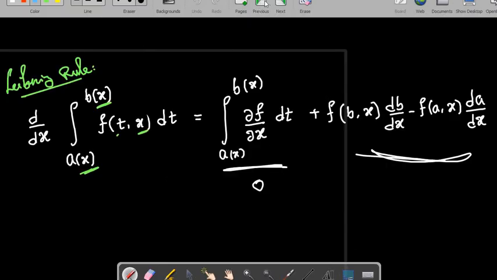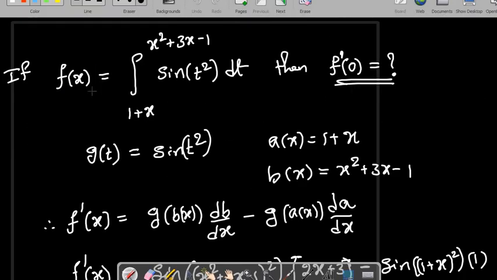So this is the Leibniz rule, and you may have problems like this. Given something like this, you will be asked to find f dash of 0. But remember one thing, whatever integral I have given here is not easy to integrate directly. You can't integrate it directly because you do not have an antiderivative for sine of t square. However, if you want to find f dash of x values using Leibniz rule, we can comfortably find the values. So I hope you understand. Thank you.